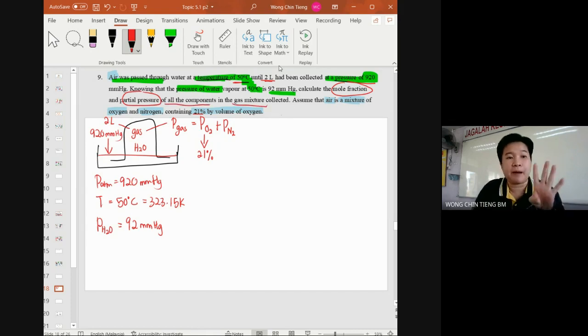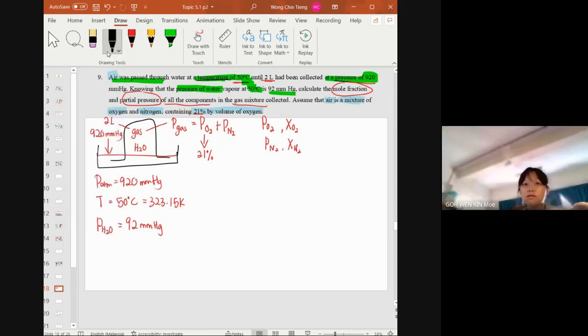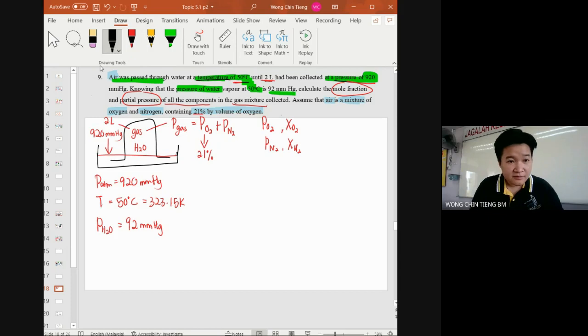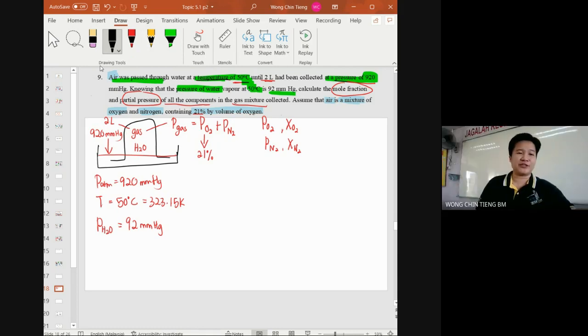So ada 4 benda kena cari. Saya nak cari partial pressure O2, mole fraction O2, partial pressure N2, mole fraction N2. Agree? Anybody can tell me how should I start? Or how should you start? Find total pressure. Total pressure equals to partial pressure of gas plus partial pressure of H2O. Oh, your total pressure. Alright, guys.